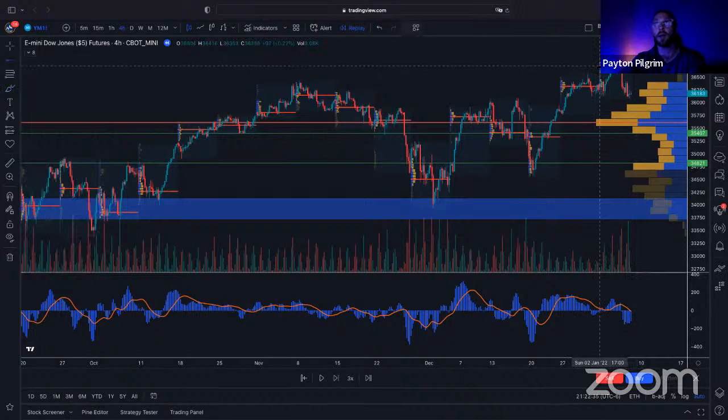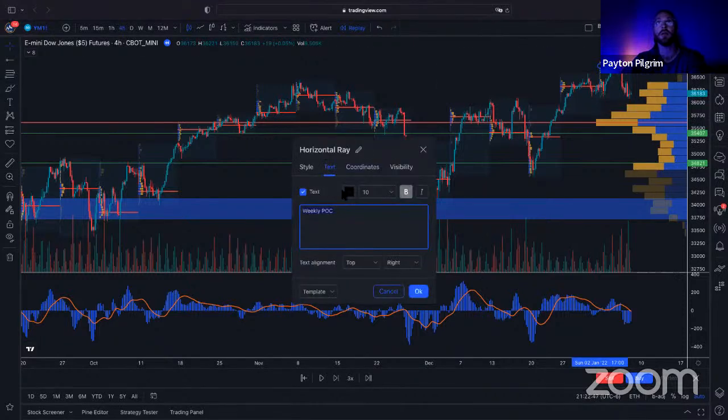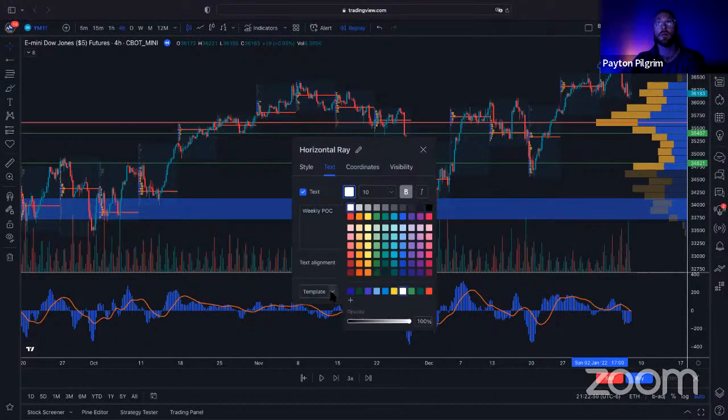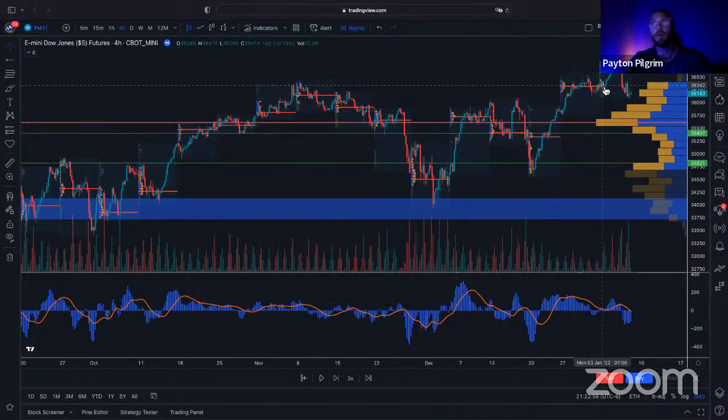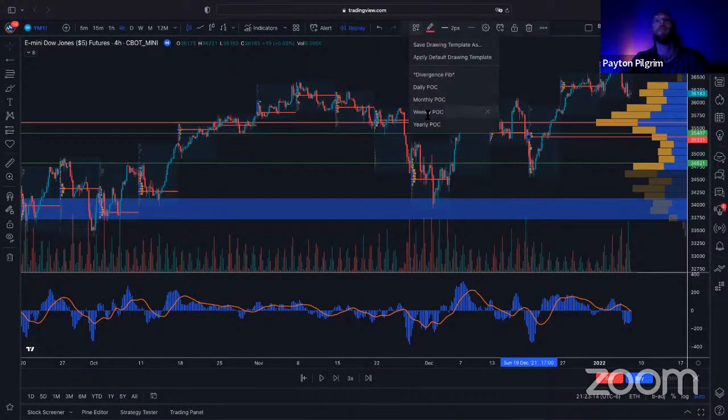So we'll mark this off. Like I said, it's going to be a weekly point of control. So we'll do this, and to make this easier on myself, I need to do this and save as weekly. Okay. So if the market gets back up into there in a specific way, we'll see if we can take the move down. And you can see here, there's also this weekly point of control that has not been hit yet as well. So I'm going to go ahead and mark that off.